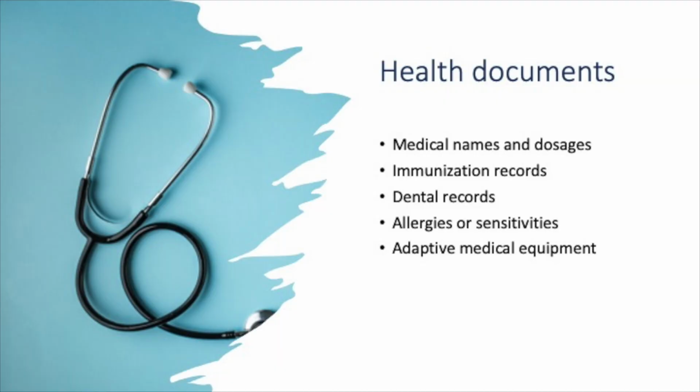Another important category includes health documents. This might include your health records, medication names and dosages, immunization records, allergies or sensitivities, or adaptive medical equipment information. You can also use this category to store your health, dental, and vision insurance card copies, and information related to your policies. This is a great place to store usernames and access codes for online healthcare portals you visit. Medical assistance, or MA, waivers or documents can be included here too.